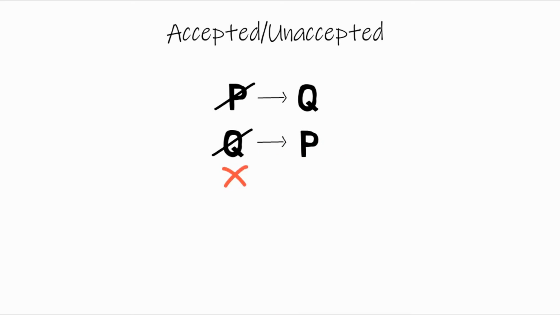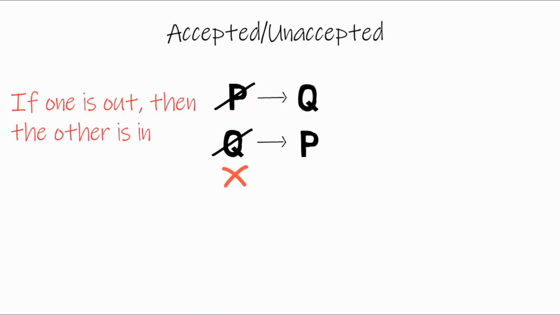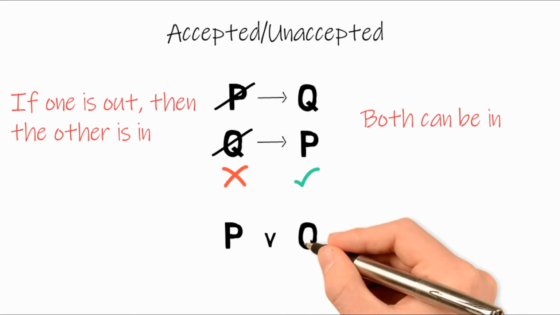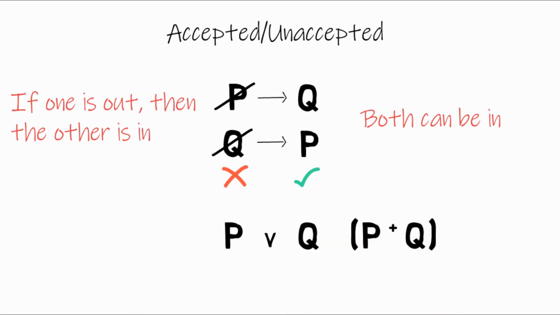And as before, we know that everything on the left side cannot be true. So in this case, P and Q cannot both be out. It can't possibly be true that P is unaccepted and Q is unaccepted. They can't both be out. If one is out, then the other is in. However, everything on the right can be true. And this is what I mean by inclusive disjunction. Either P has to be in, or Q has to be in, or they can both be in together.